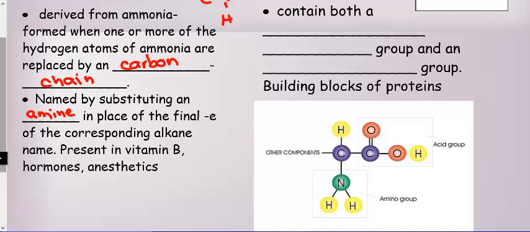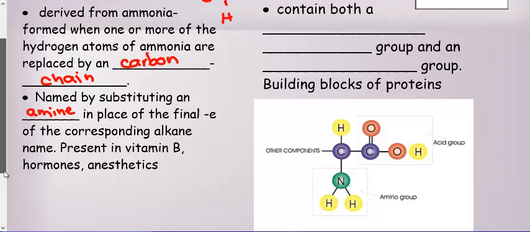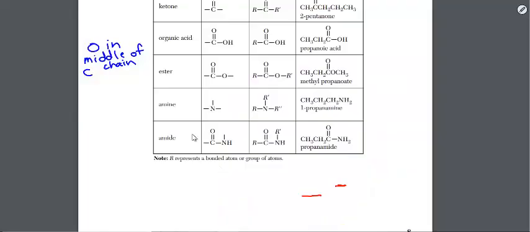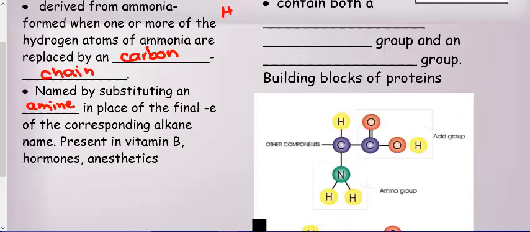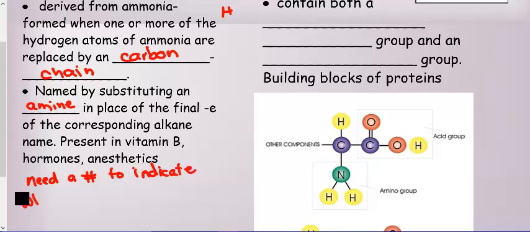corresponding alkane. So we find these in vitamin B, hormones, anesthetics, like things that put you to sleep during surgery. So look at their amine, okay? Look at what they've done. They've counted the carbons, 1, 2, 3 carbons. So we would call that propane, right? If there were 3 carbons, because it's this NH group, they drop the E and add amine. And remember, the number is location, location, location. So that amine group is on the first carbon in the chain. So you may want to make a note here that you need a number to indicate what carbon the NH group is on.